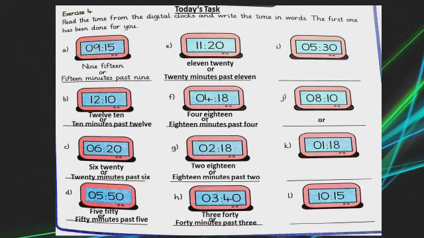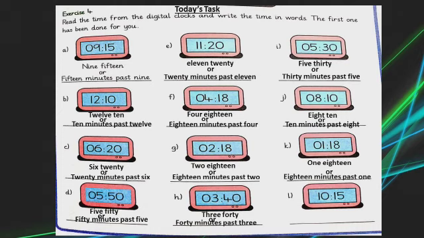Next H part, we have two numbers 3 and 40. So the time is 3:40 or 40 minutes past 3. Next I part, we have two numbers 5 and 30. So the time is 5:30 or 30 minutes past 5. Next J part, we have two numbers 8 and 10. So the time is 8:10 or 10 minutes past 8.